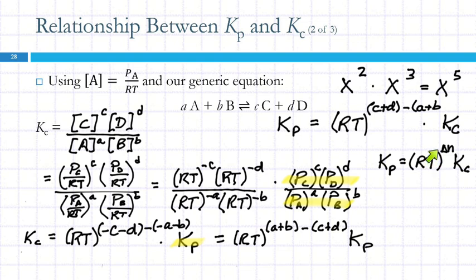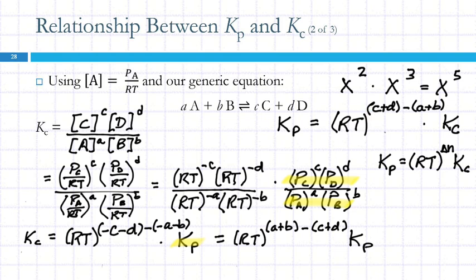So delta N is equal to, oh yeah, it's up here. C plus D, so it's these coefficients minus the reactant coefficients. It's products minus reactants. It's the difference in number of moles of gas. Yeah. How did KP and KC switch? KP and KC switched because I changed the signs on this exponent.